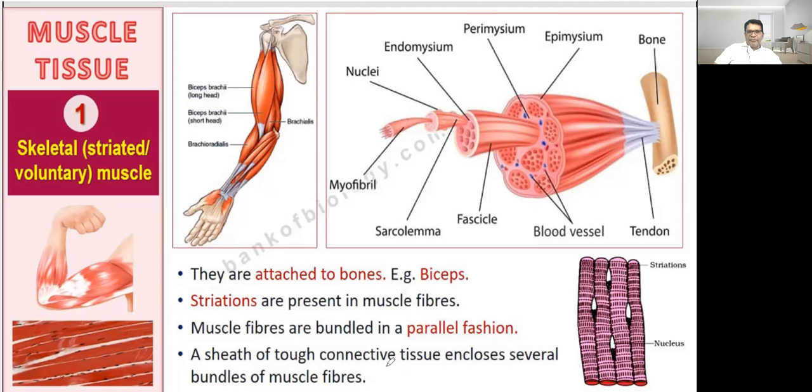A sheath of tough connective tissue encloses several bundles of muscle fibers. There are many muscle fibers. You can find the nucleus, the myofibril, the sarcolemma, the fascicle, the perimysium, and the epimysium.